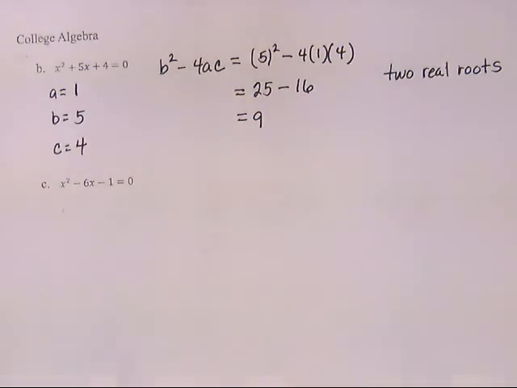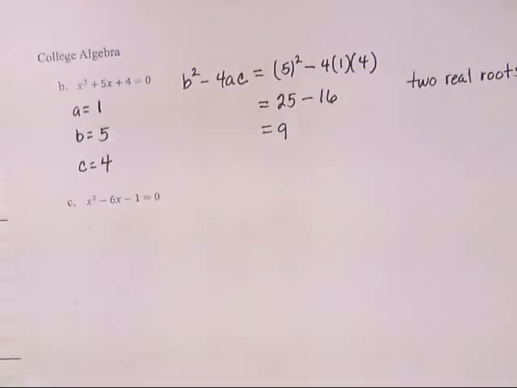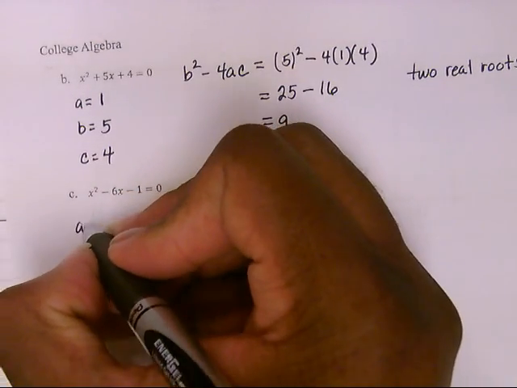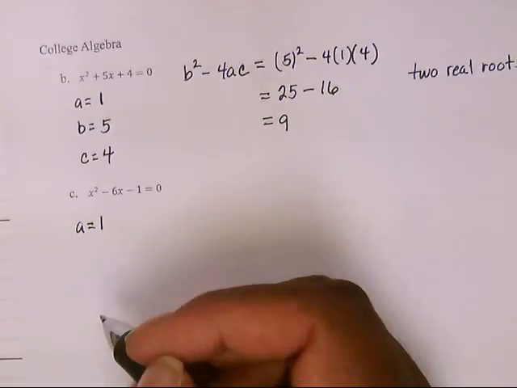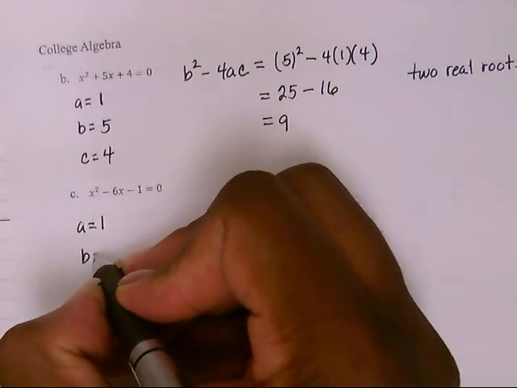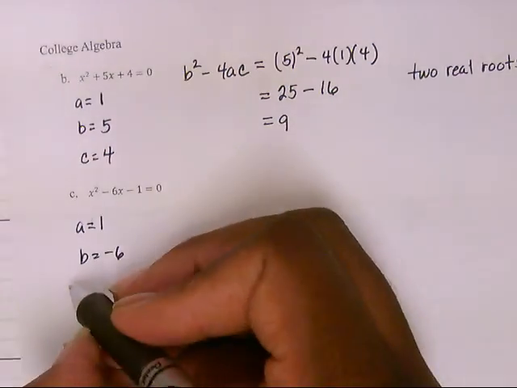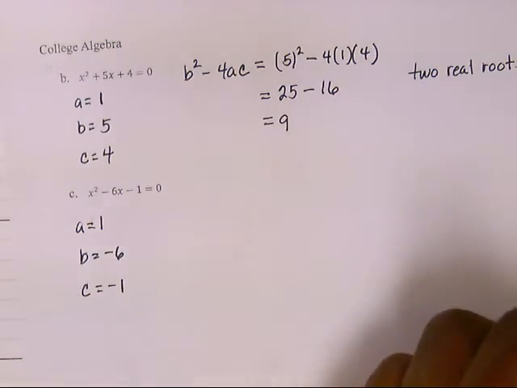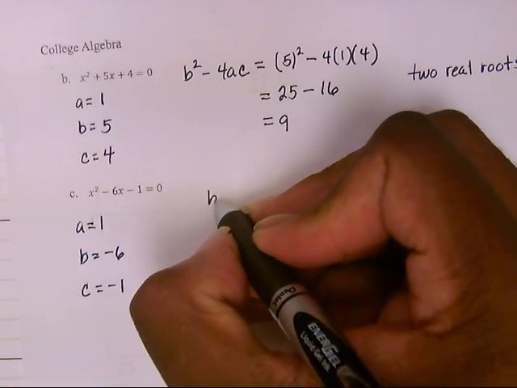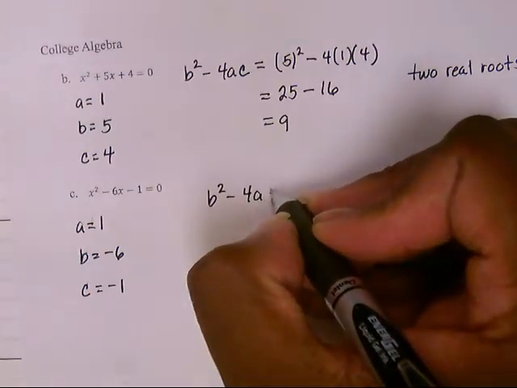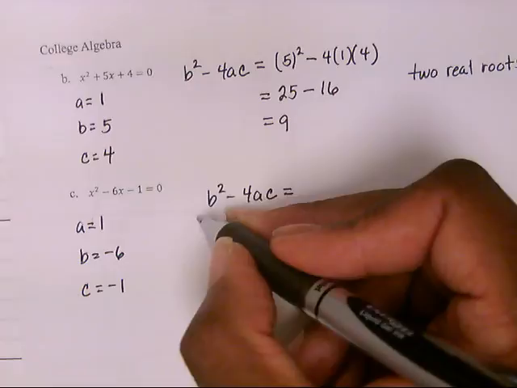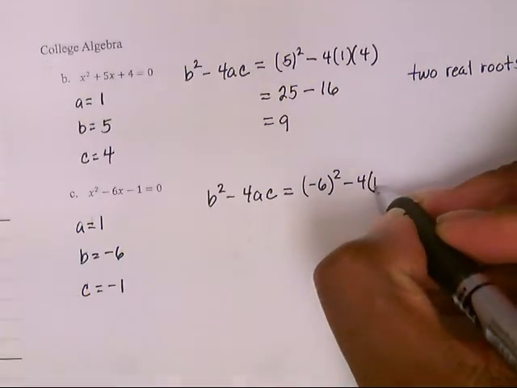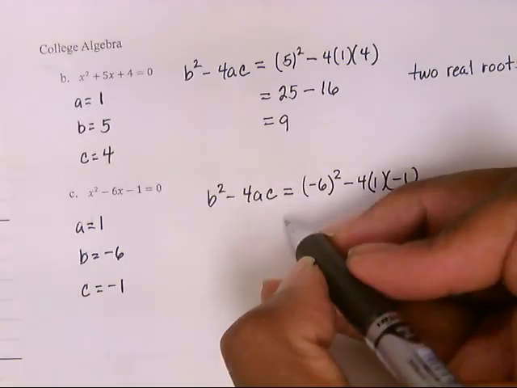And finally, x squared minus 6x minus 1 is equal to 0. And I want to find out what its discriminant is and the type of solutions we're going to have. So a is the coefficient of your x squared term, that's 1. The b is the coefficient of x, that's 6. The c is the constant, negative 1. I should say b is negative 6. So here, we use b squared minus 4ac. b is negative 6, so we got negative 6, and that's squared, minus 4 times a, which is 1, times c, which is negative 1.